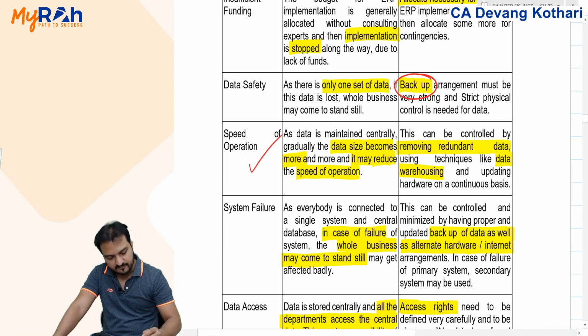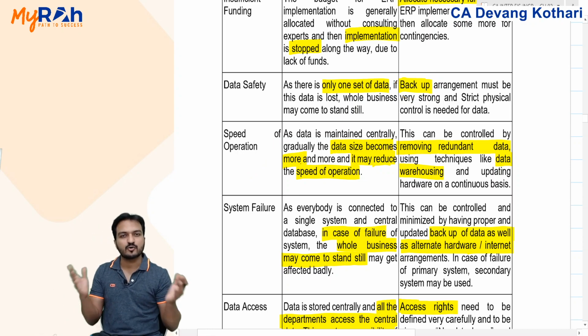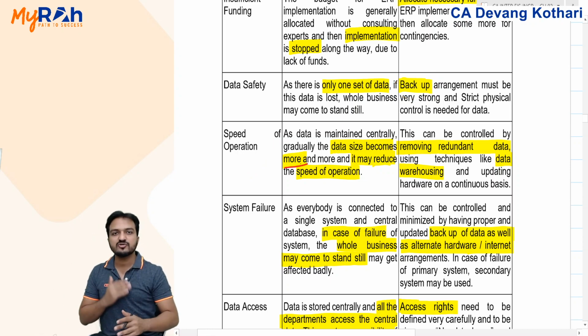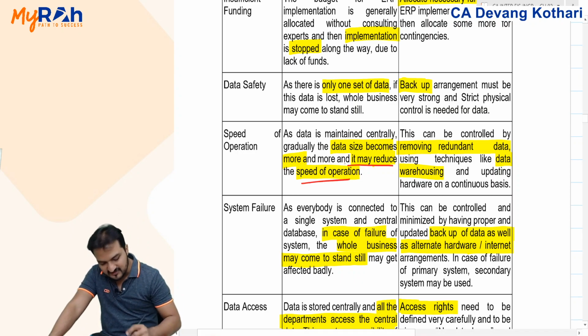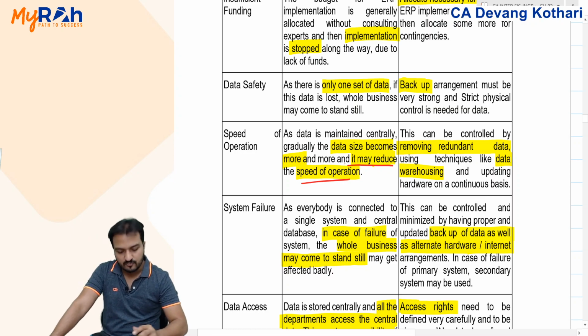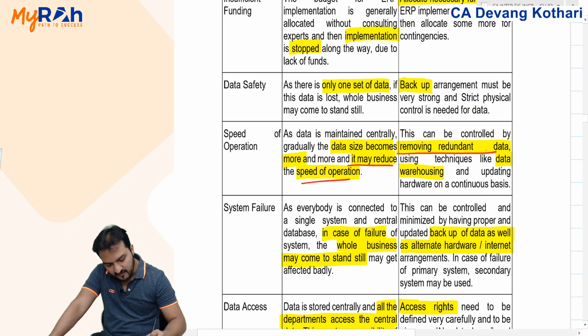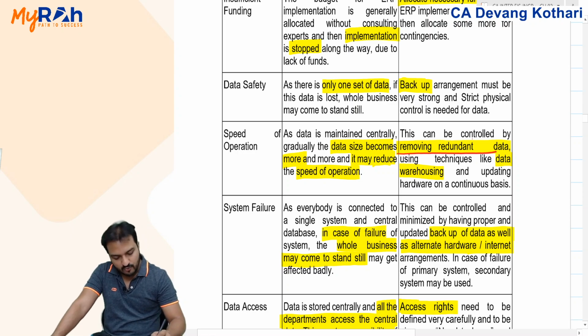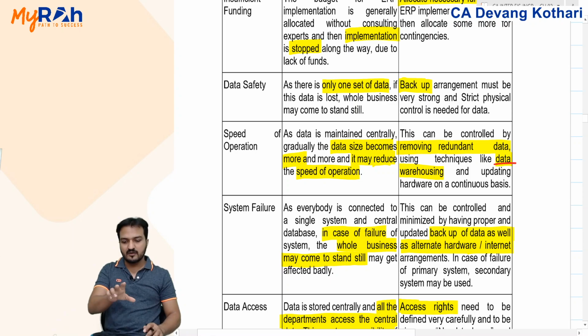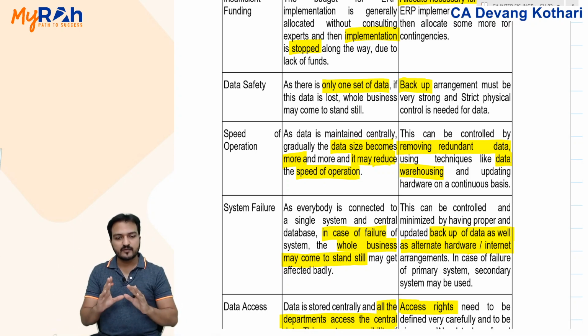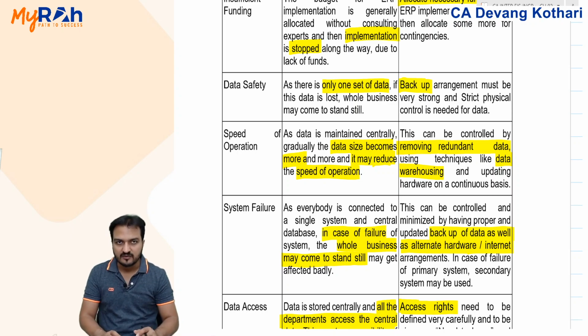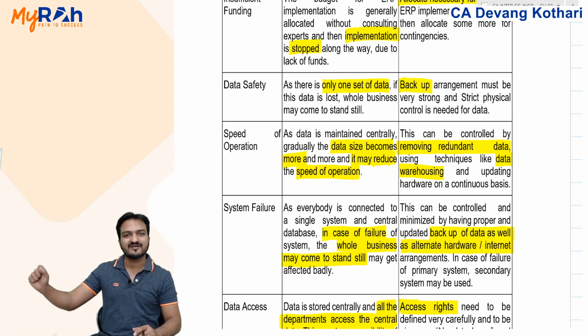Speed of operation. Well, as the data size becomes larger and larger, because all data is at one place only, data size will eventually become very large. If the data size becomes very large, then it may reduce the speed of operation. Well, to prevent that, you should keep removing redundant data, duplicate data. You might also use data warehousing. Remember, data warehouse is the one where I create copies of the database, put it in the warehouse, so that unnecessary data does not stay in the database. I will remove it and put it in the warehouse.